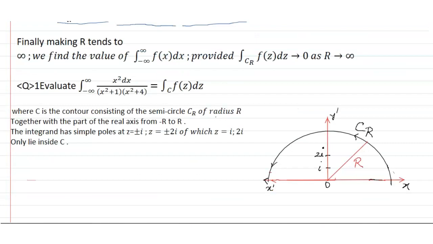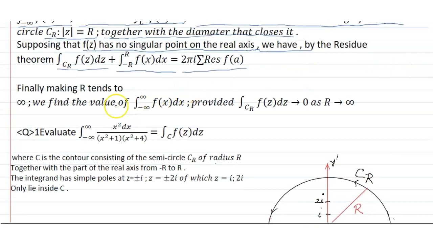So friends, now I discuss a problem. Finally, R tends to infinity. If R tends to infinity, then the integral from minus infinity to infinity of f(x) dx, provided the integral over C_R of f(z) dz tends to 0 as R tends to infinity.